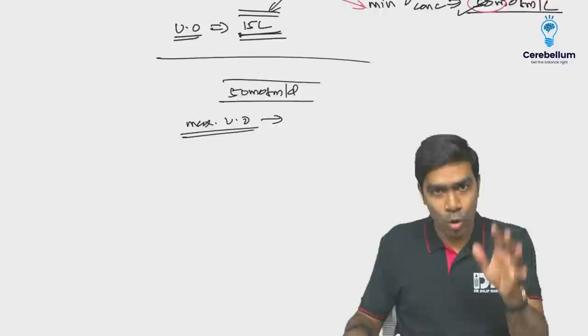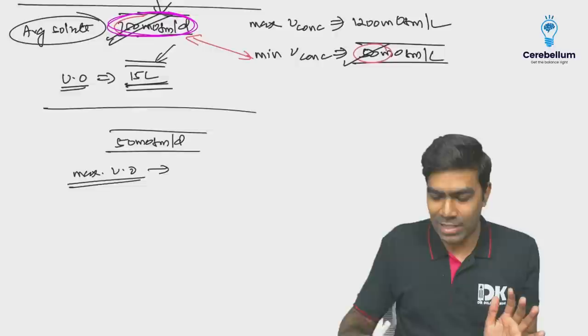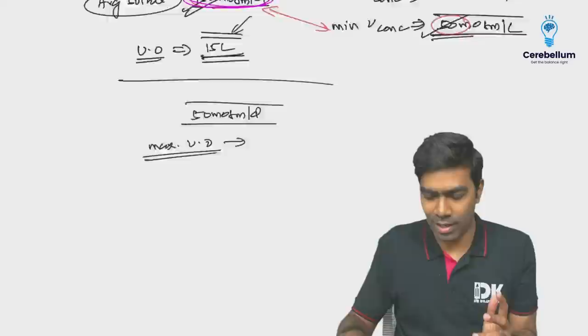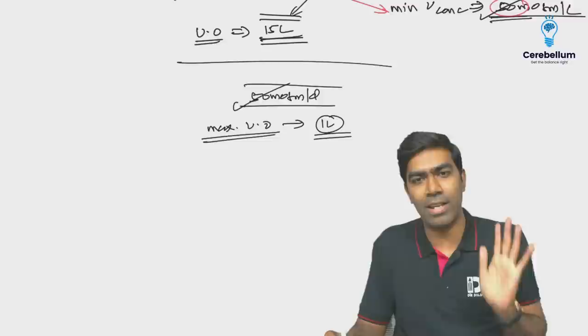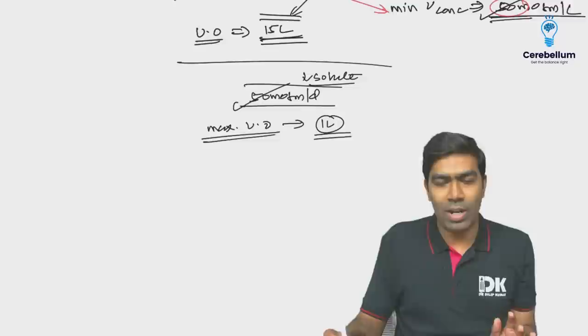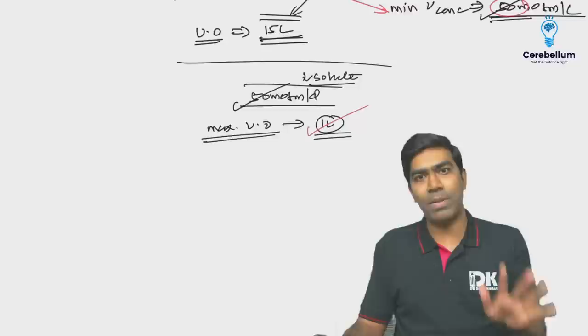If I'm taking only 50 milliosmoles of solute, the maximum dilution I can reach is 50 milliosmoles per liter. So the maximum urine output I can reach is just 1 liter. That's all. So if I'm taking low solute, then also I'll develop hyponatremia, which means anything beyond 1 liter of water if I take, I'll end up with hyponatremia.